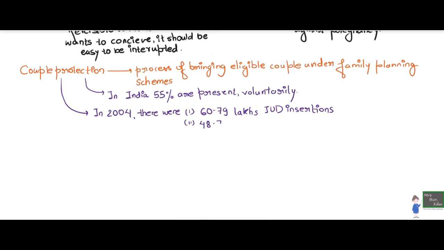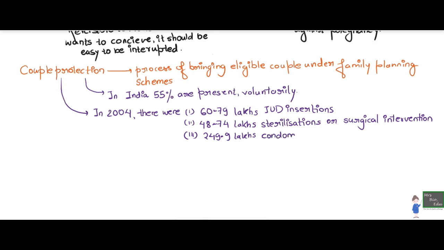In 2004, when we actually started getting the numbers, we saw that there were 60 to 79 lakh females with IUD insertions. IUD stands for intrauterine devices. We'll talk about this in detail in future videos or the next part of this video. And there were 48 to 74 lakh sterilizations or surgical interventions, meaning that these people opted for complete sterility. This is especially true for people near the age of 45 to 50 who don't want to conceive anymore. So they can go for this.